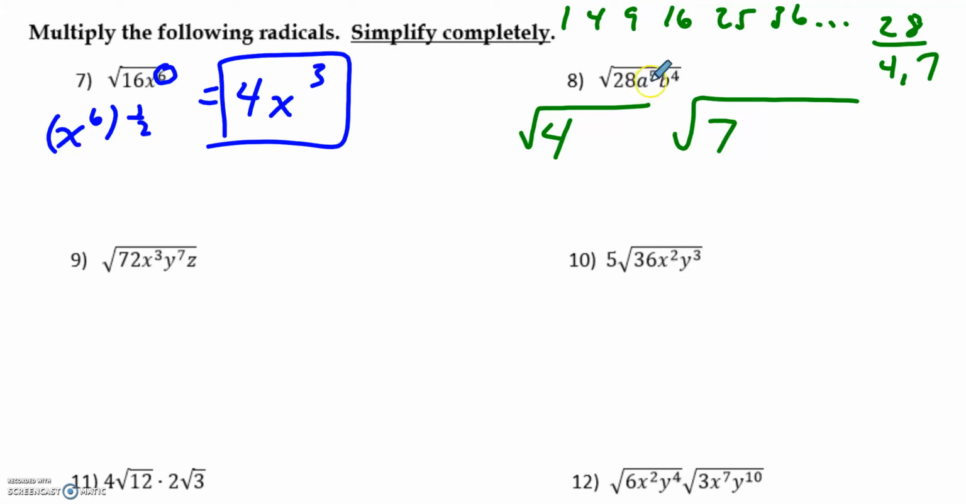A to the 5th is not perfect because this exponent's odd, but we put the closest even number to 5. So if we split a to the 5th to be a to the 4th times a over here, we would have perfect and non-perfect. B to the 4th is entirely perfect because of its even exponent. So my final answer would be square root of 4, 2, a to the 2nd, b to the 2nd, root 7a.